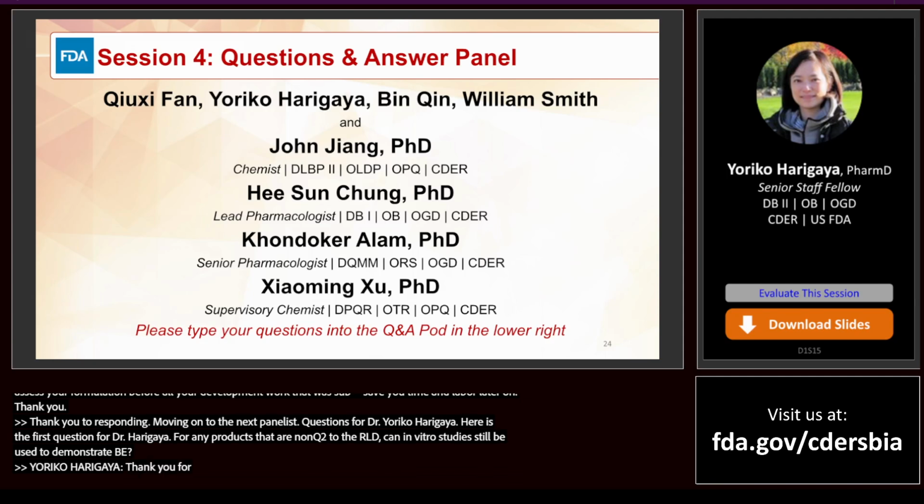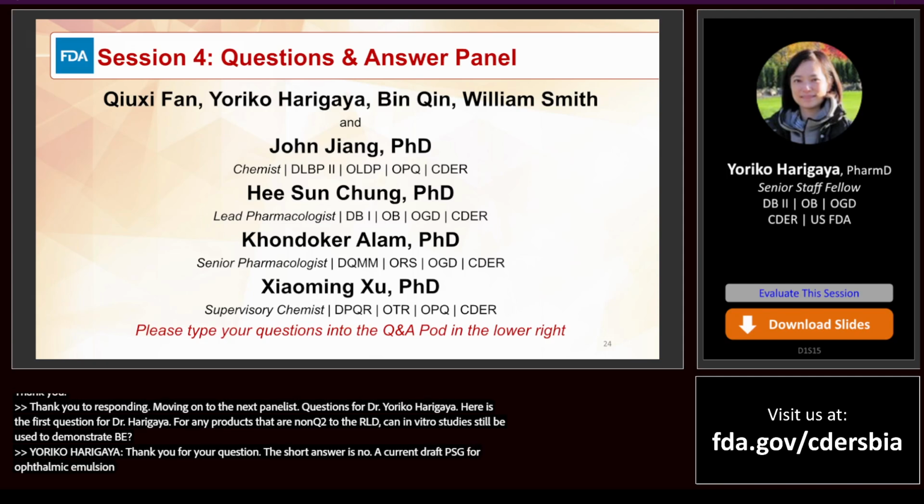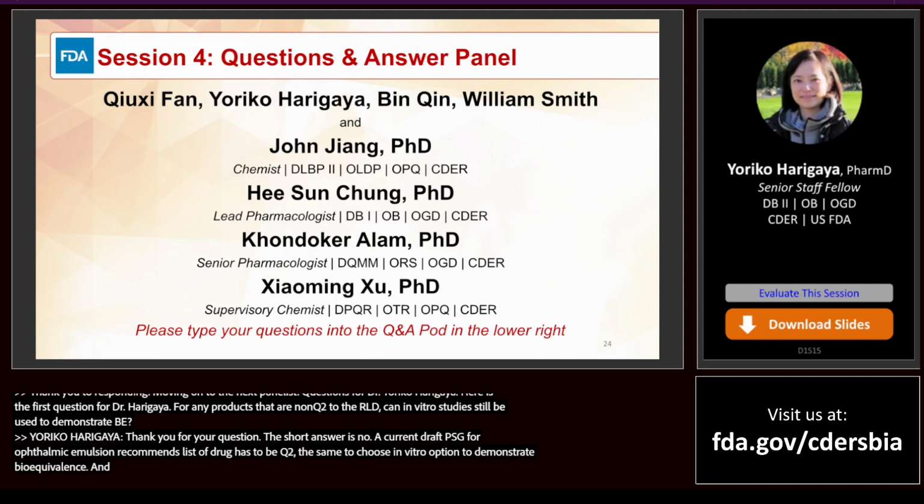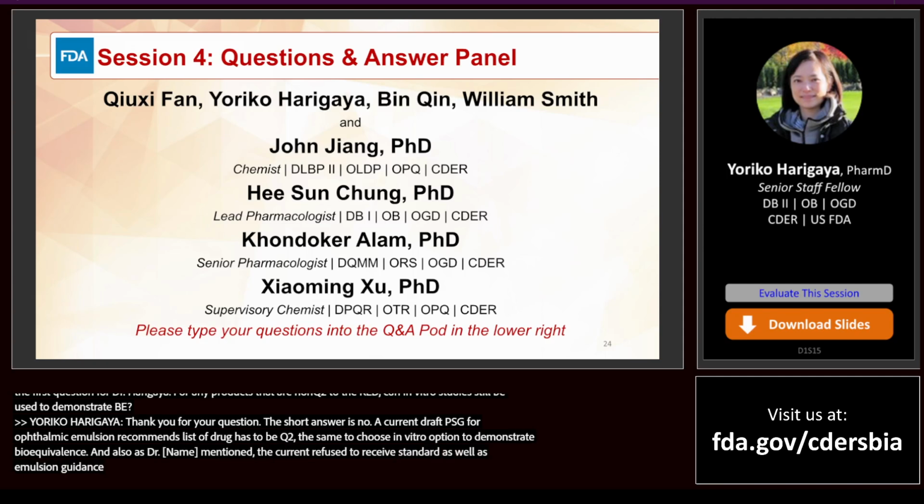Thank you for your question. The short answer is no. As the current draft PSG for ophthalmic emulsion recommends, the test product and reference product's inactive ingredients have to be Q1, Q2 the same to choose the in vitro option to demonstrate bioequivalence. And also, as Dr. Chu-Xing Fan mentioned, the current guidance, as well as the cyclosporine ophthalmic emulsion guidance, states the exception excipient is not applicable to ophthalmic emulsion. Thank you.